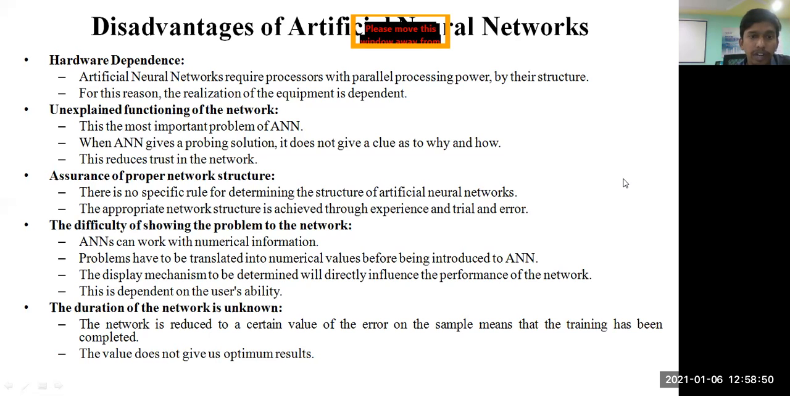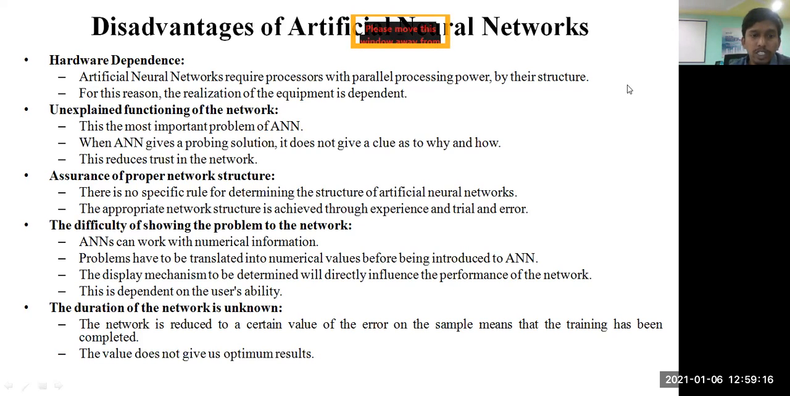And unexplained functioning of the network. Sometimes the functioning cannot be appropriately explained. This is considered the most important problem of your ANN. When ANN gives a probing solution, it does not give a clue as to why and how. A solution cannot be explained appropriately using your ANN model.